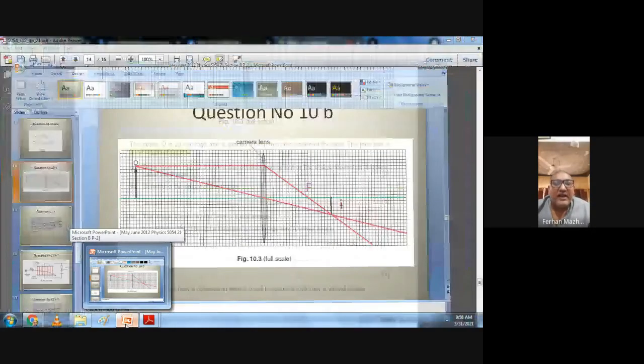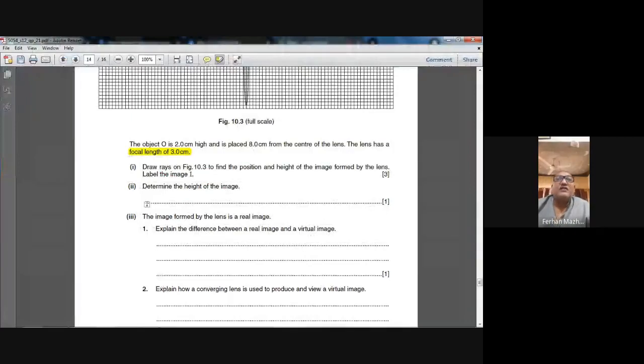We are moving according to the diagram which I have drawn. It is 5 small squares. So it's like 1 centimeter or it might be 1.2 centimeter.